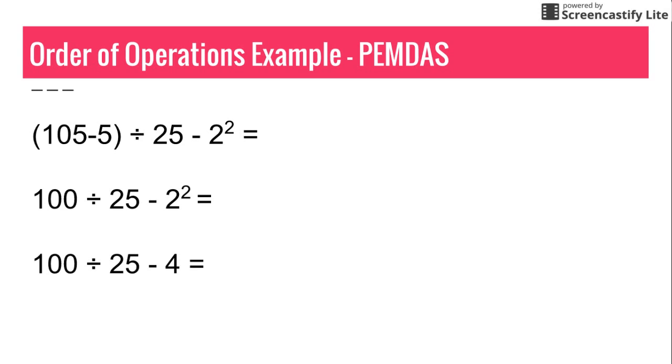All right, so I did my parentheses. I did my exponents. Now my job is to multiply or divide. Don't have any multiplying, but I do have a division symbol there. I have 100 divided by 25. 100 divided by 25 will get me 4. So I'm left with 4 minus 4 equals 0. Kind of a fun one.